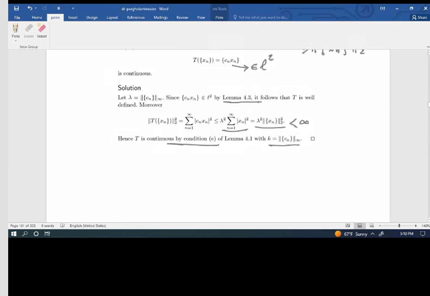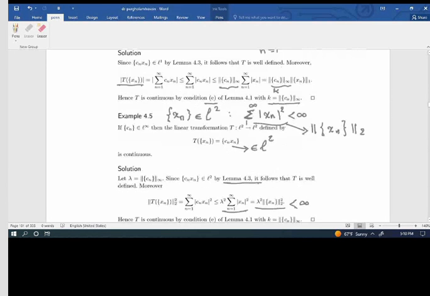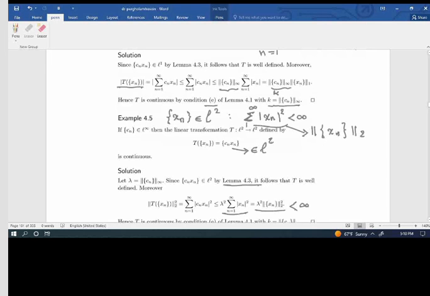Another example, let c_n be an element in L infinity, then the linear transformation T from L2 to L2 defined by T of the sequence x_n equals the sequence c_n x_n. This is a linear transformation from L2 to itself.